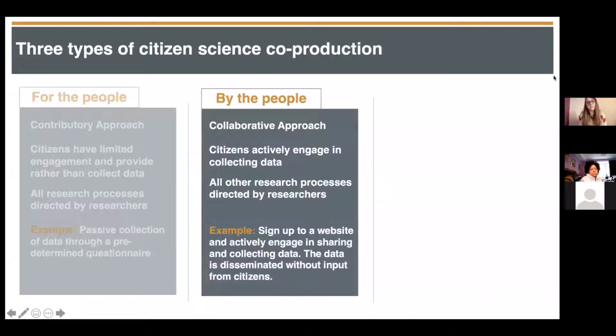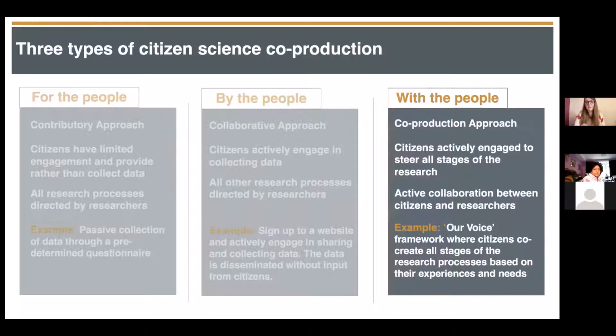The second type of citizen science is called By the People. This is more of a collaborative approach where citizens actively engage in collecting the data. So this is where the whole research process is driven by researchers, but citizens actively collect data rather than do a passive style of data collection. An example of this is where citizens will sign up to a website and engage in discussions and share information about things such as their health conditions. And this is used to actively collect data, but then this data is taken and disseminated without input from citizens.